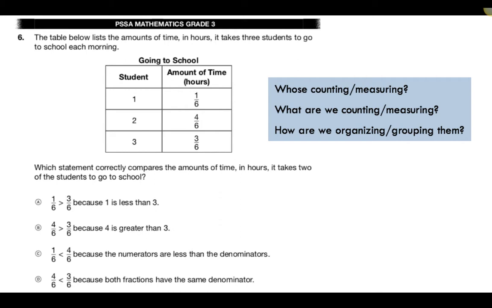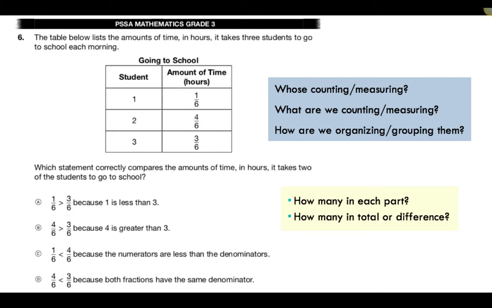Really, they're each organizing their part, I guess. Student one's part, student two's part, and student three's part. But this time, they're not asking you to add or subtract. They're asking you about who takes more time. So let's see. Everyone agrees that student 2 takes more than student 3.